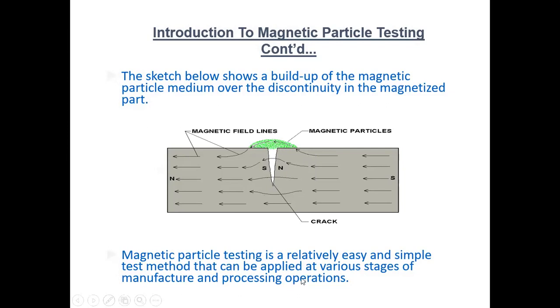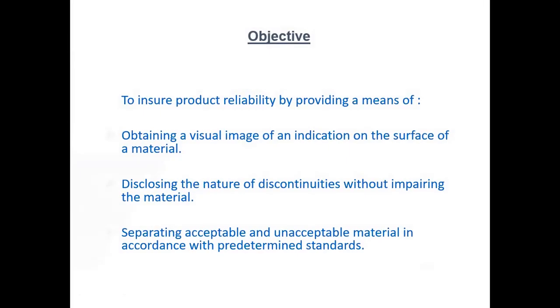Magnetic particle testing is a relatively easy and simple test method that can be applied at various stages of manufacturing and processing operations to ensure product reliability, by obtaining a visual image of an indication on the surface of the material. If there is any discontinuity, an indication will form on the surface, disclosing the nature of the discontinuity without impairing the material, and separating acceptable and unacceptable material in accordance with predetermined standards.